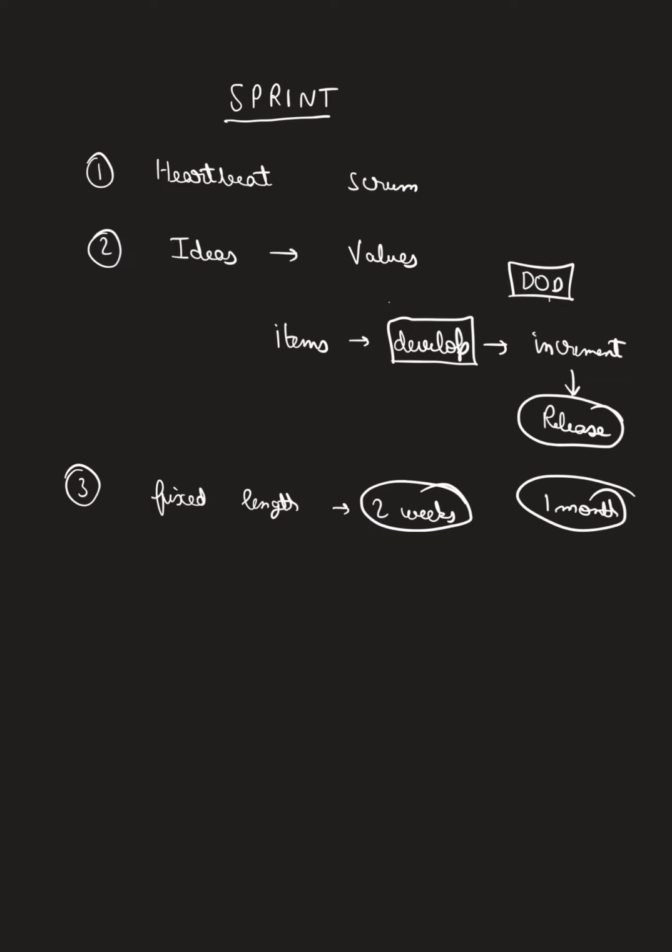It is important. And a new sprint starts immediately after the conclusion of the previous sprint. So if sprint 1 is getting over on, let's say, Friday, then on next Monday your sprint 2 will start. That's how it is very relatable to a heartbeat.